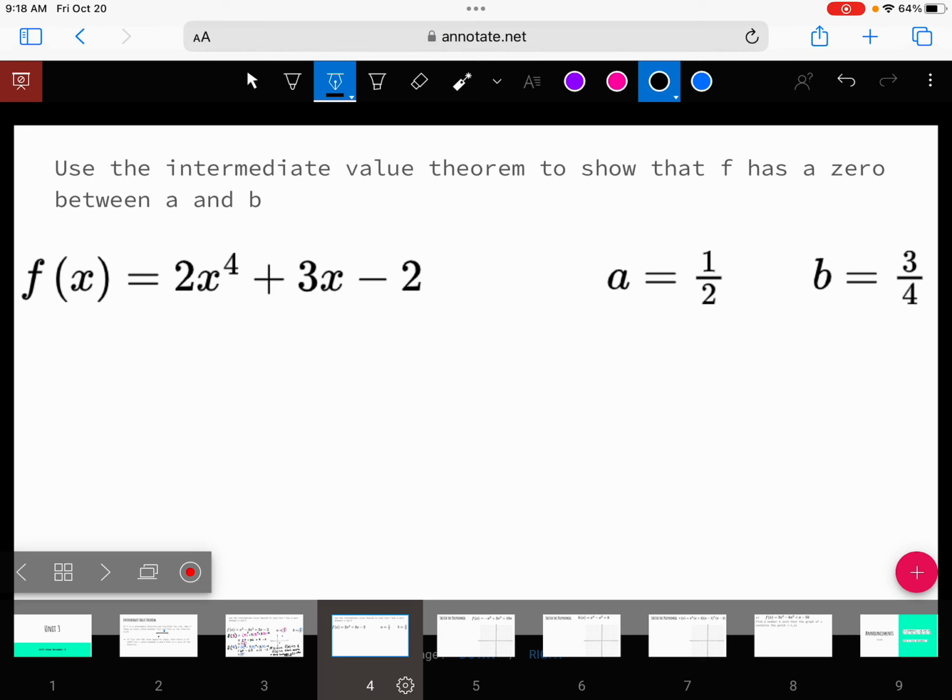Here's round number 2. We have 2x to the 4th plus 3x minus 2. We're given an a of 1/2 and a b of 3/4.